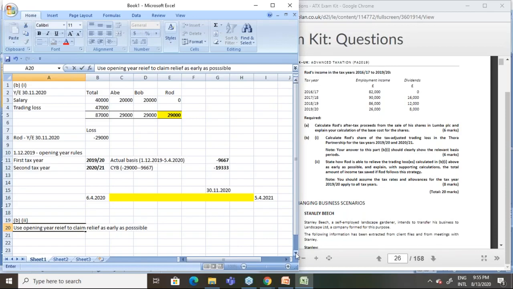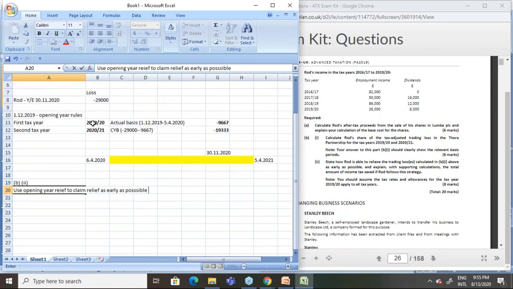So for that, his first tax year is 2019-20. Then we have 2020-21. Before that, we have 2016-17, 17-18, 18-19.